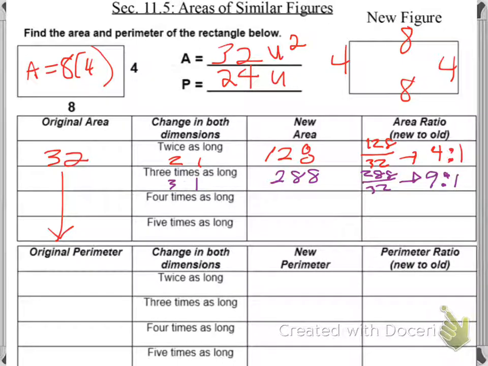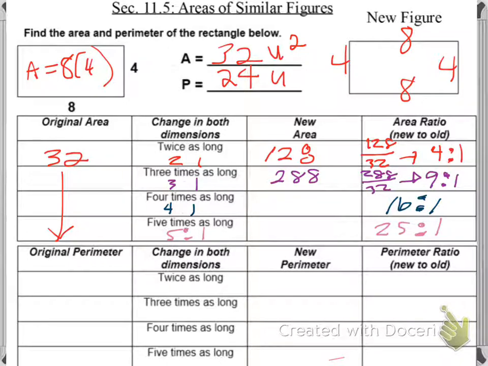Okay, so now if the dimensions are 4 times as long, that would be 4 to 1. I'm not going to give you the new area here, but your new area ratio would be 16 to 1. And then if it's 5 times as long, so that would be 5 to 1, then your area ratio would be 25 to 1. So you're going to start to see a pattern here, and we'll come back and talk about it a little bit more in a minute.